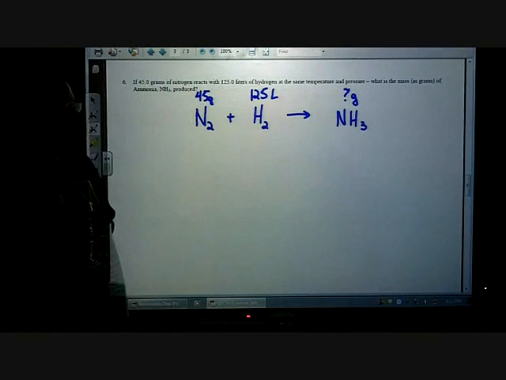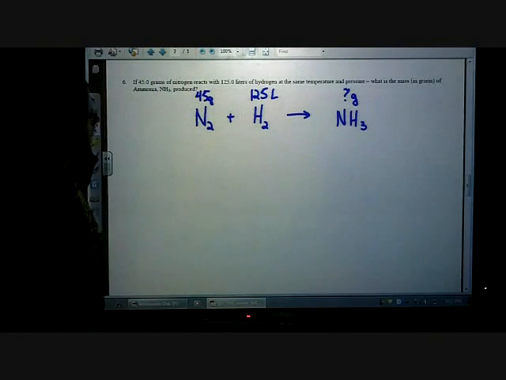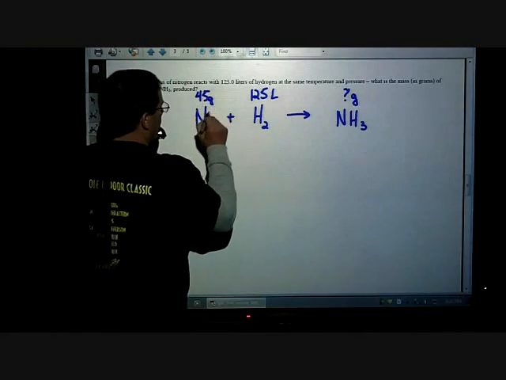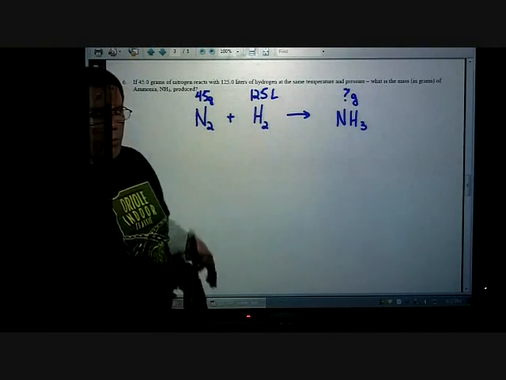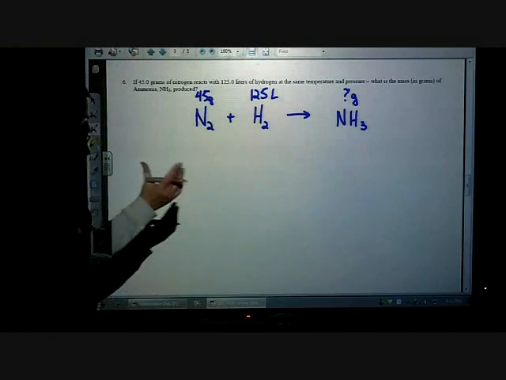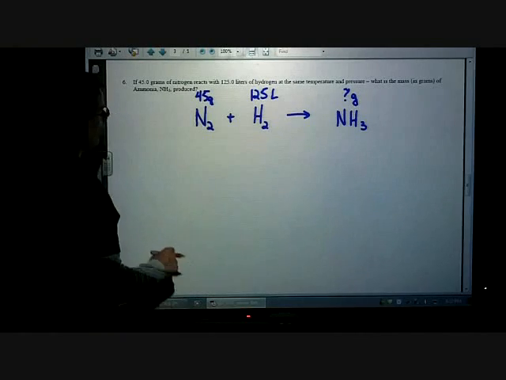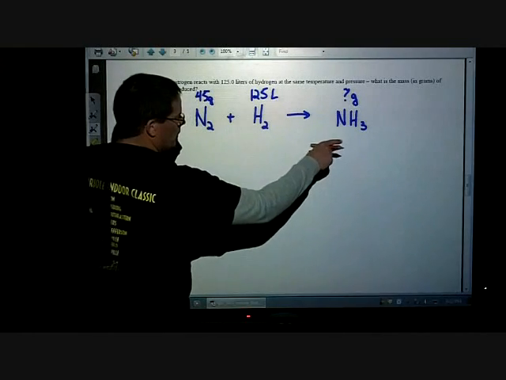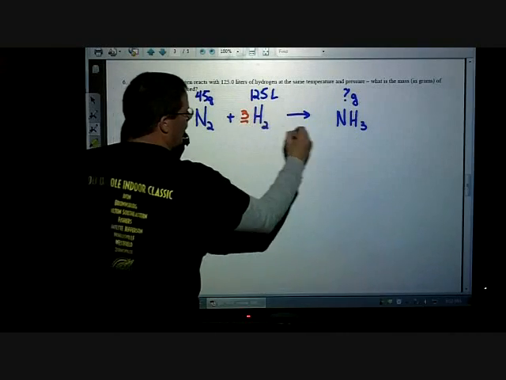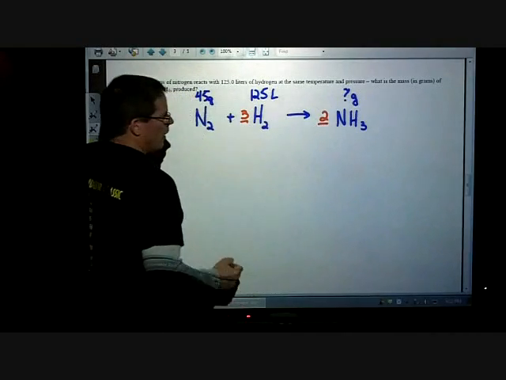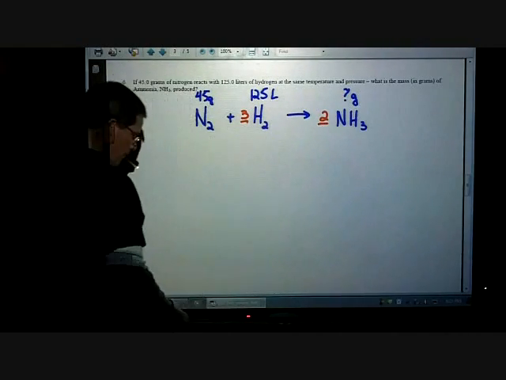Based on this, do we have a limiting reactant problem? Yes, we do. So we have 45 grams and 125 liters. So what we need to do is make sure, number one, we balance the equation. So is that balanced? No, we have 3 hydrogens here and 2 here. So there are 3 there, a 2 there, and I believe we're balanced now.